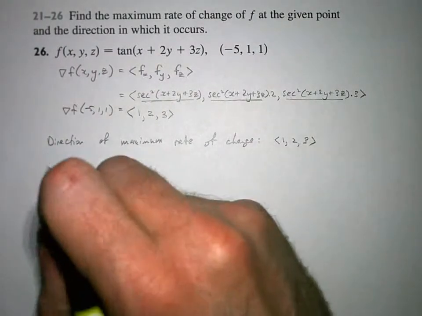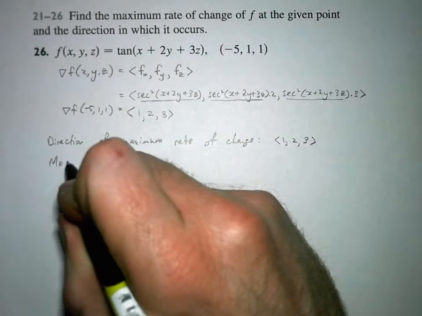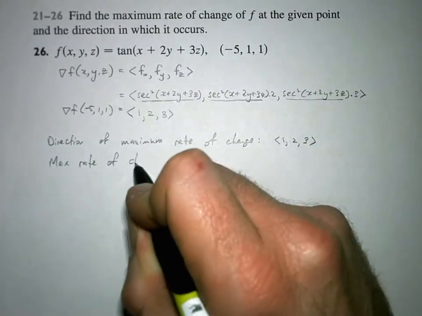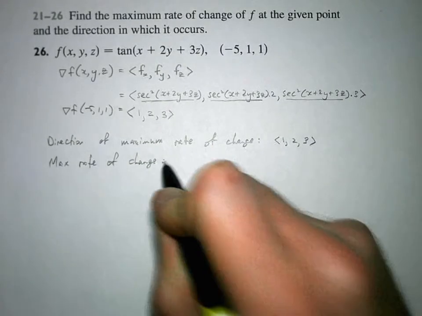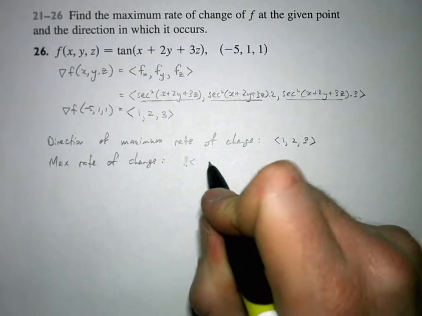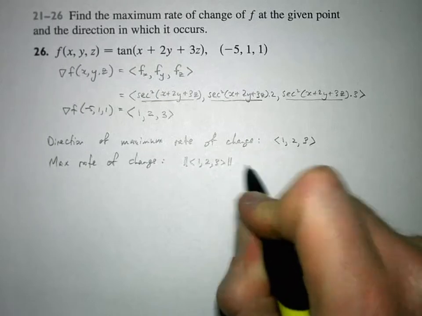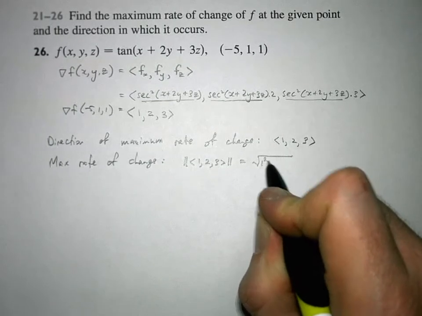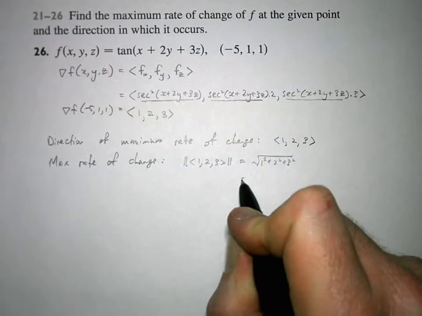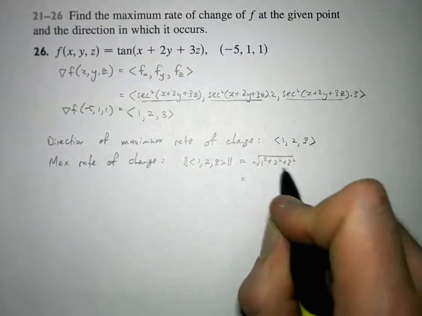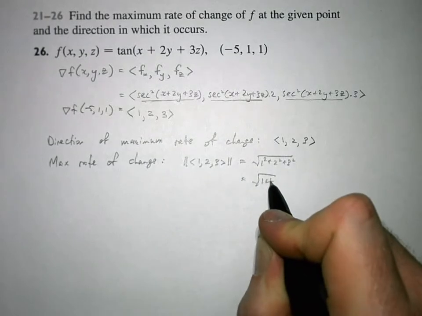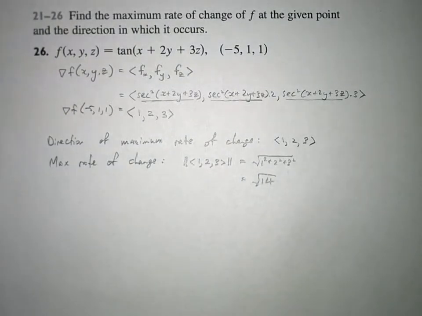And the theorem goes on to say that the actual rate of change, that maximum rate of change, is equal to the magnitude of the gradient vector. So we're looking for the magnitude of the vector (1, 2, 3), and that's simply equal to the square root of 1 squared plus 2 squared plus 3 squared. So that's 1 plus 4 plus 9. 1 plus 9 is 10, plus 4 is 14. So it's the square root of 14. Direction of maximum rate of change, the gradient vector. The maximum rate of change is the magnitude of that vector. Nice and easy.